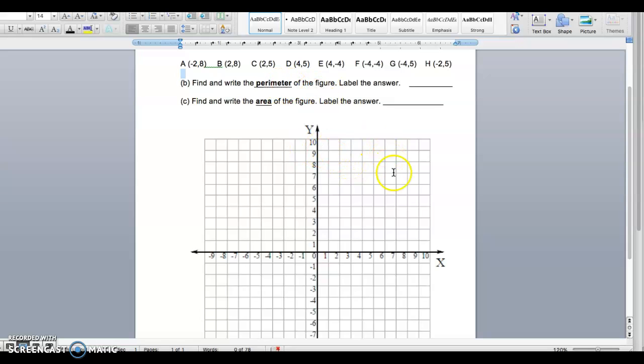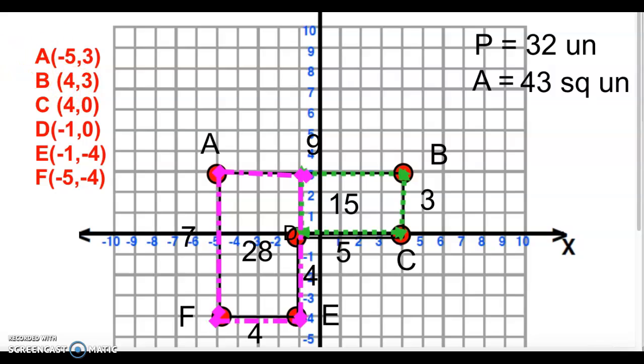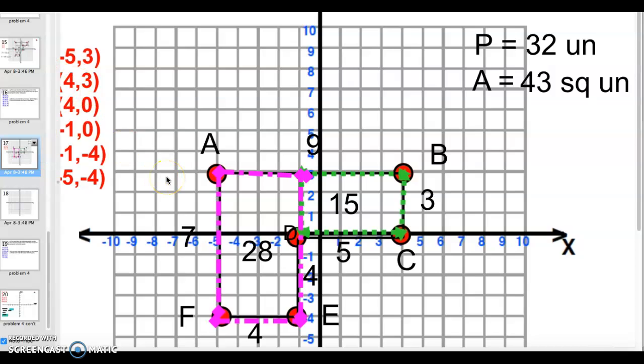You're going to find the distance all around it and add it together, and you're going to label it as units. And when you find the area, you're going to have to separate it into different either rectangles or squares. Find the area of them individually and add them together. And you're going to label that as units squared. So you can feel free to email me if you have any questions, okay? But make sure you're careful when you do your work.